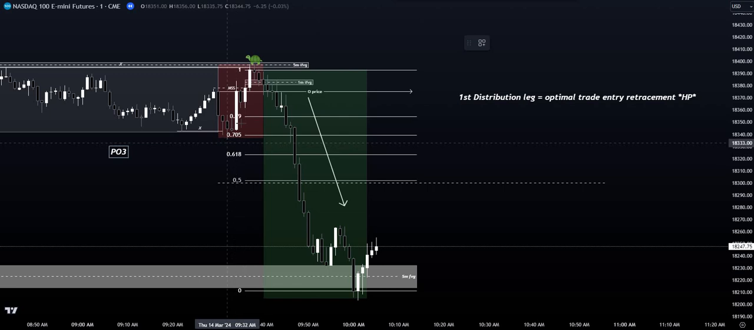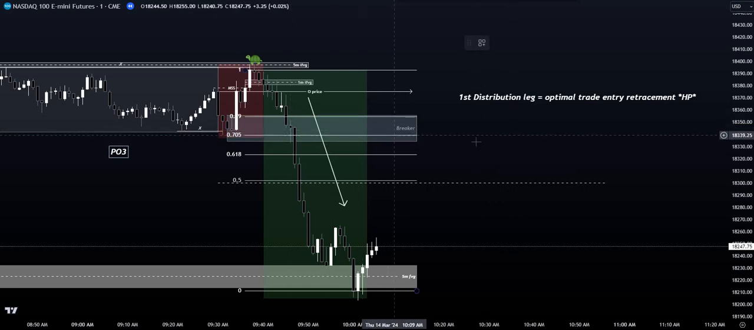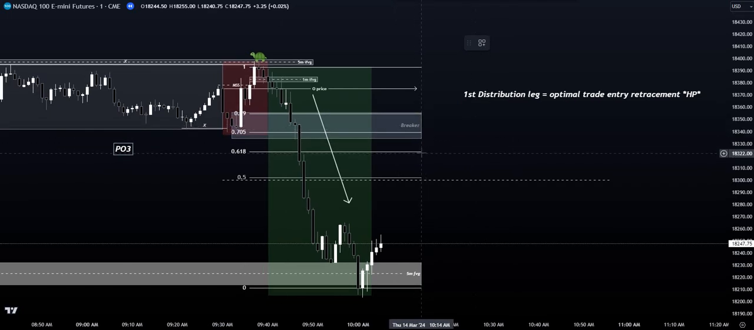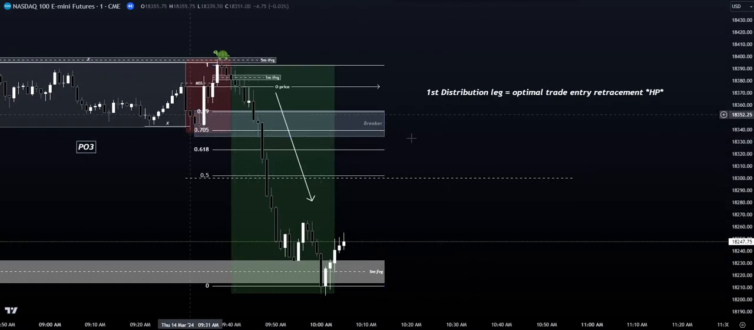So this breaker block will pretty much be the PD array that is dead smack higher probability, because it is touching the 0.705, which is the midpoint of optimal trade entry. So this breaker will most likely be the PD array that we would come up into. So understanding which PD array to use is important.